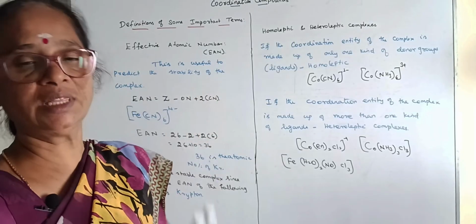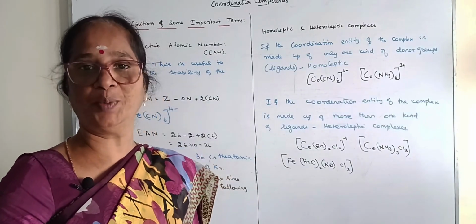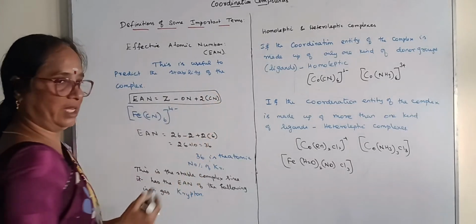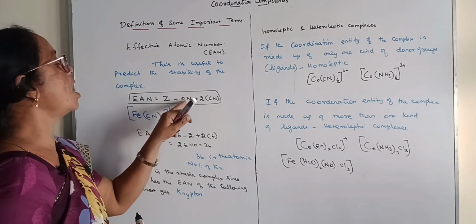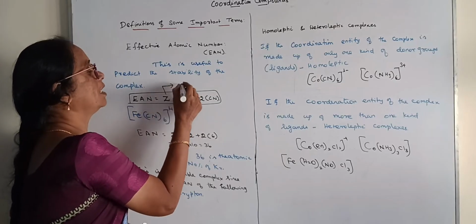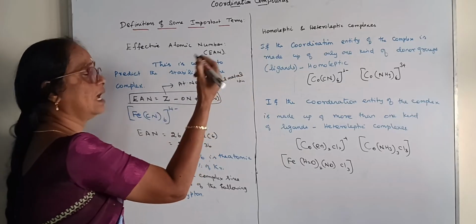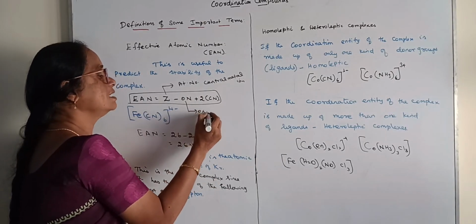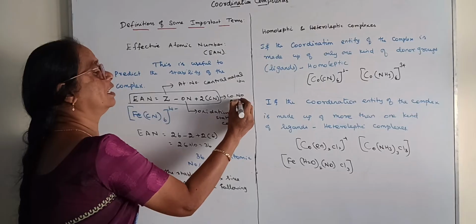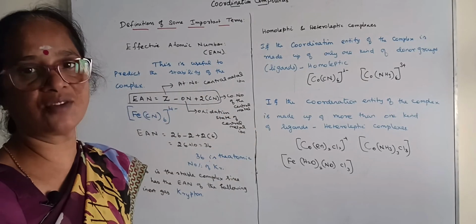If the EAN value takes the atomic number of the next inert gas, then the complex is said to be more stable. This is calculated by following this formula: EAN equals Z minus oxidation number plus 2 into coordination number. Z is the atomic number of the central metal ion or atom, ON is the oxidation state of the central metal ion, and CN is the coordination number of the central metal ion. So we find Z minus oxidation number plus twice the coordination number.